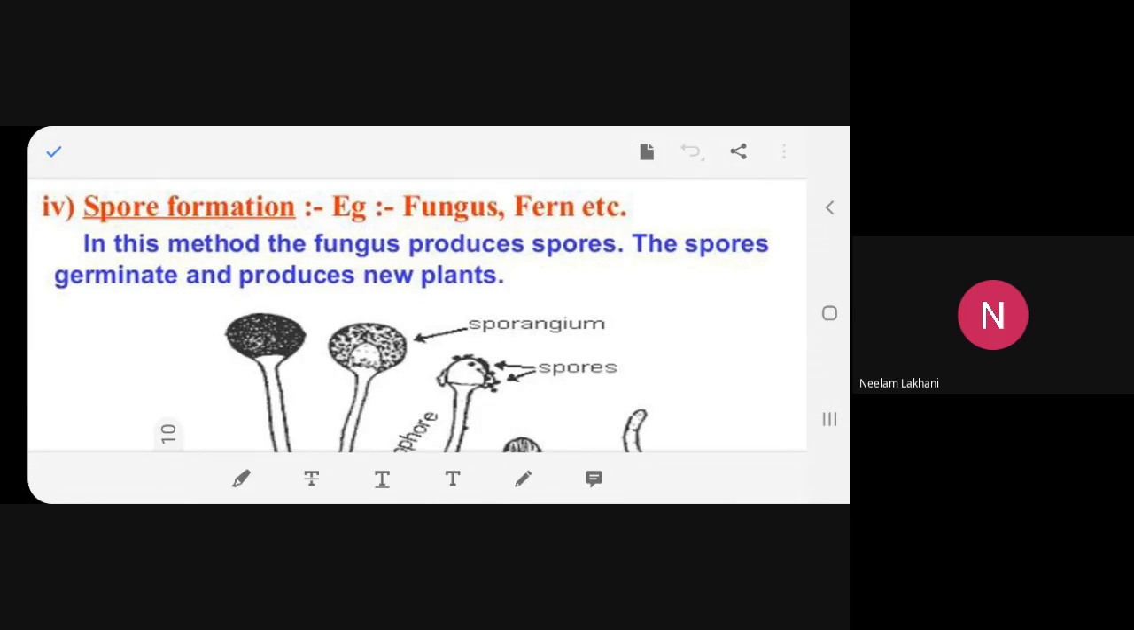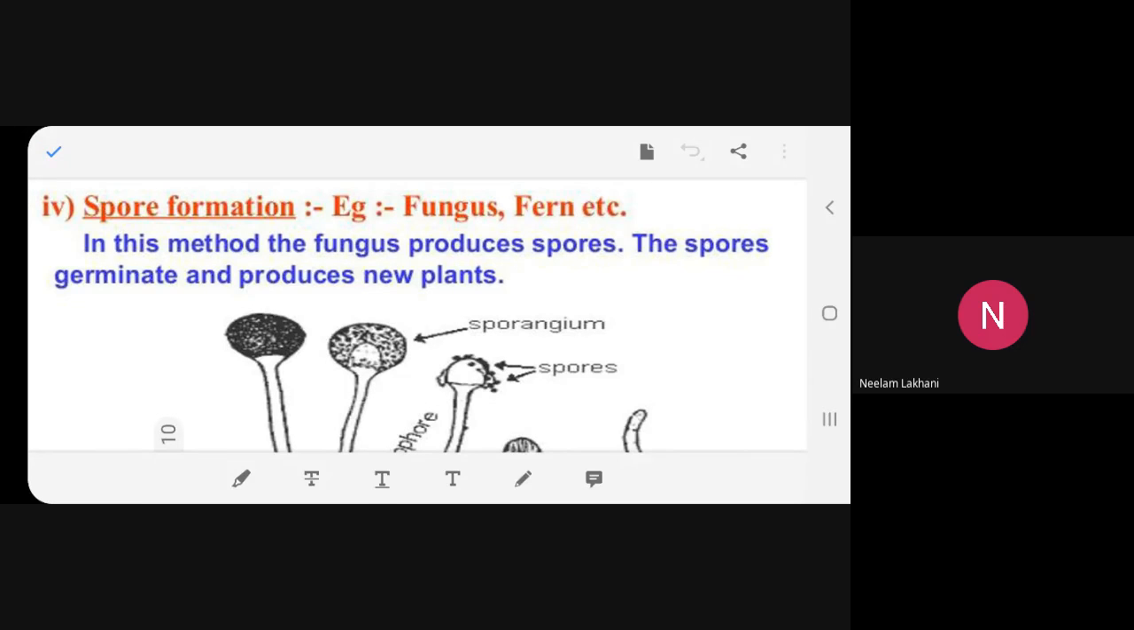Spore formation. Example: fungus. In this method, the fungus produces spores. The spores germinate and produce new plants.